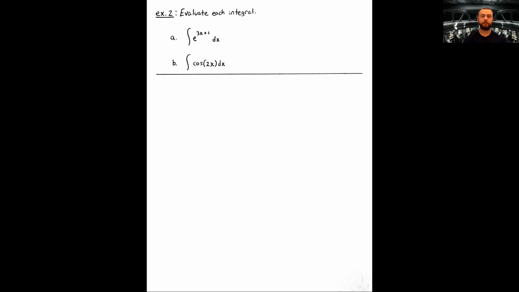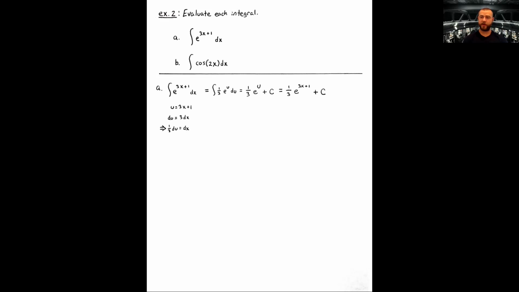All right, welcome back. So if we go through part A, there's really not a lot of choice for your u here. So we're going to take a look at the inner function, what's inside the exponential. So we'll choose u as 3x plus 1. We calculate the differential, du, as 3 dx. And we notice when trying to rewrite all the different quantities in our integral, we don't have a factor of 3.